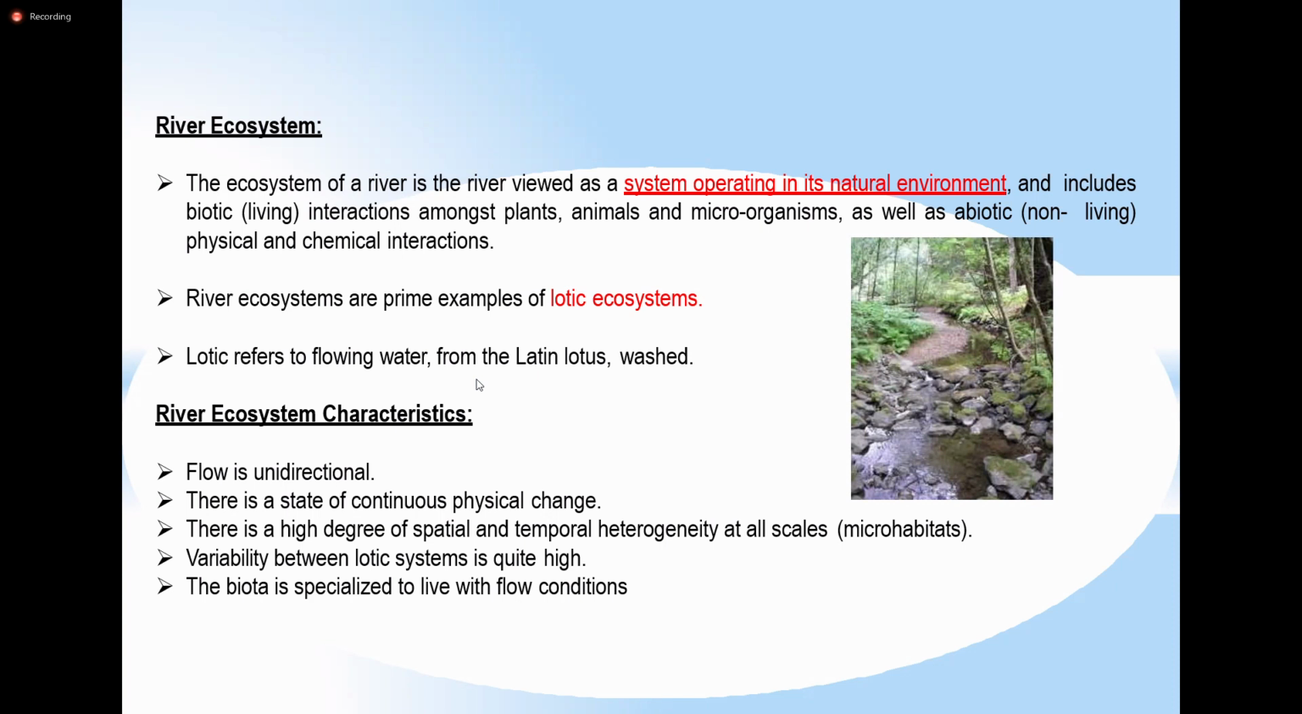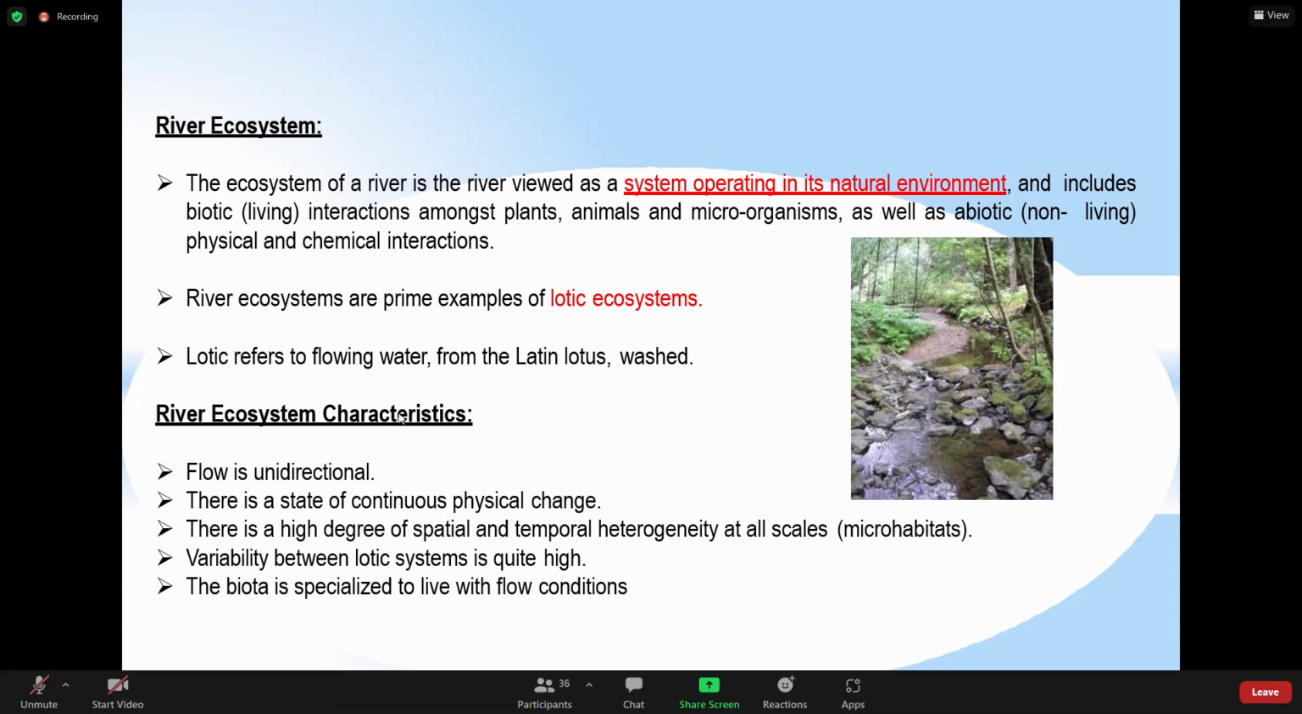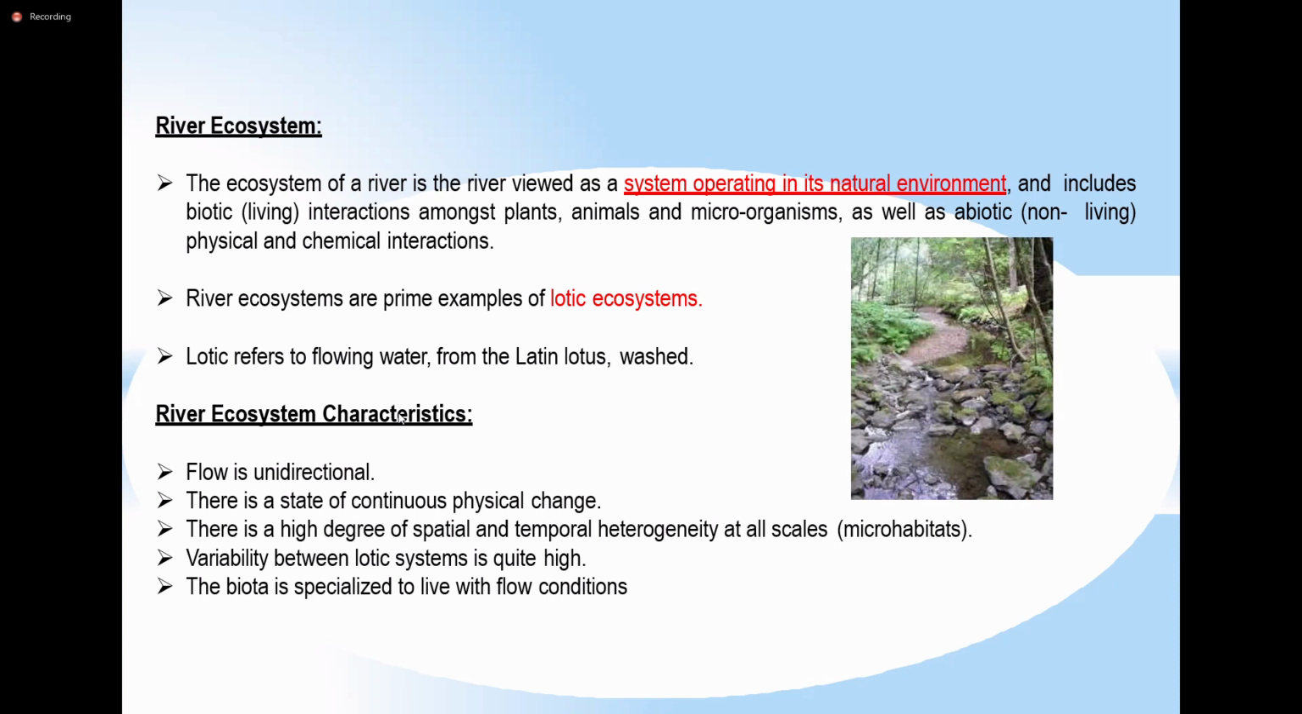River ecosystem characteristics are: flow is unidirectional, generally on a slope. Okay, the flow is due to the different gradient of the land from where the water is flowing, and it is generally on a slope, so it is always unidirectional. It does not flow against gravity. There is a state of continuous physical change in the river ecosystem. There is high degree of spatial and temporal heterogeneity at all scales.